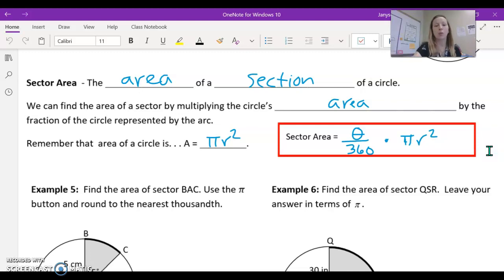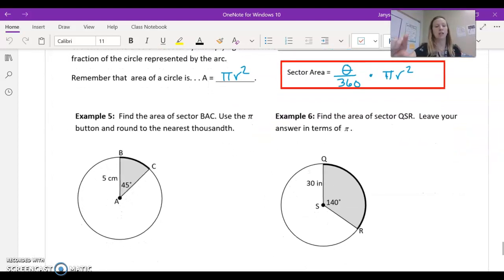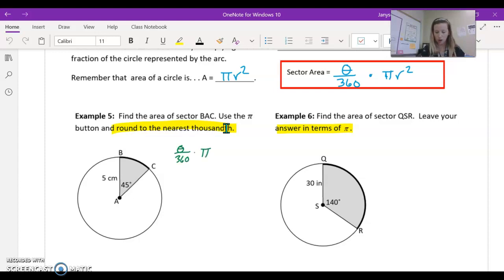So let's look at an example. We're going to do one that is rounding to the thousandths and one that is going to be in terms of pi. Okay. So formula, writing that down first, our formula is theta over 360 times pi r squared, because remember, we're finding area this time. That's why it's shaded, so that you know that we're finding area, not the length of an arc. So our angle is 45 degrees, so it's 45 out of 360 times pi r squared, and our radius is 5 centimeters.